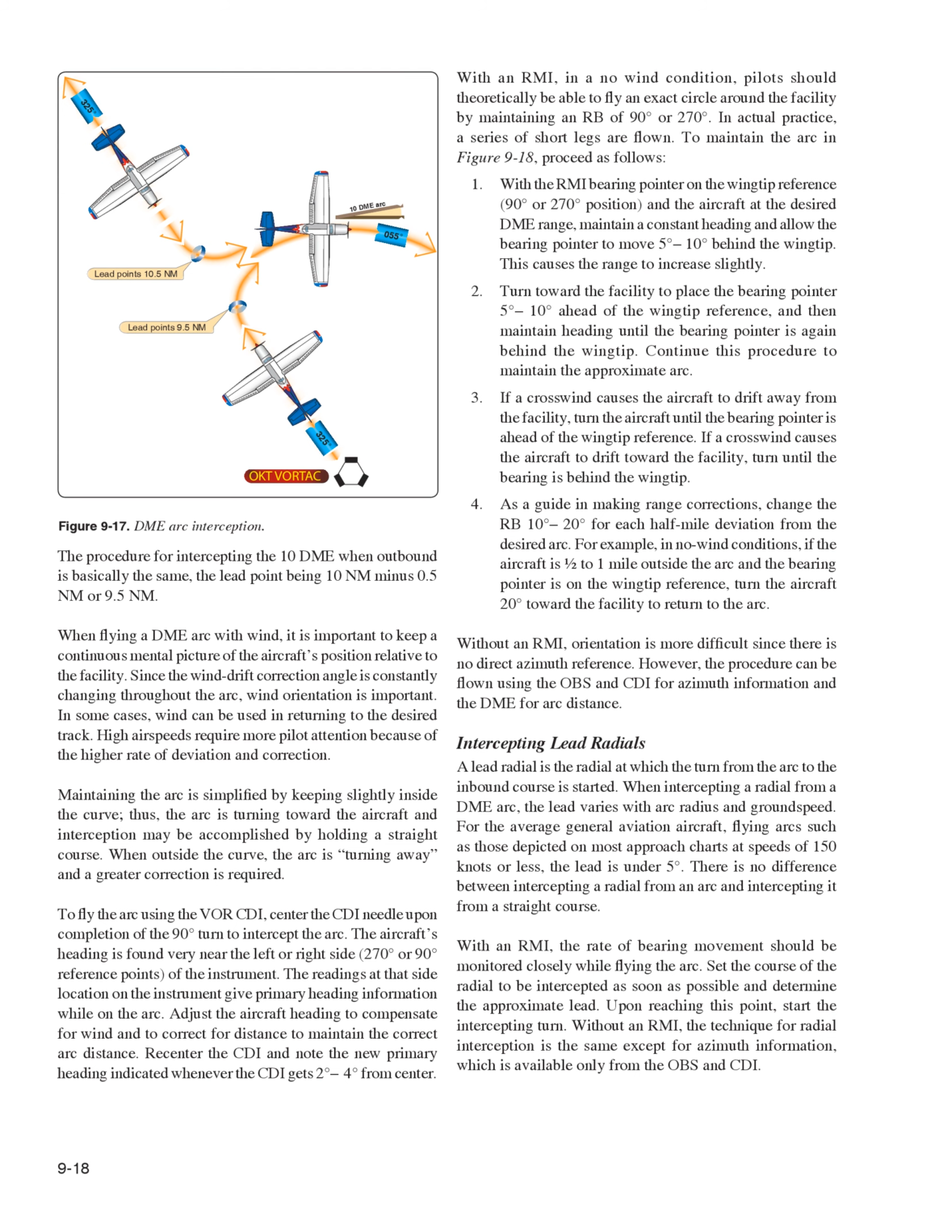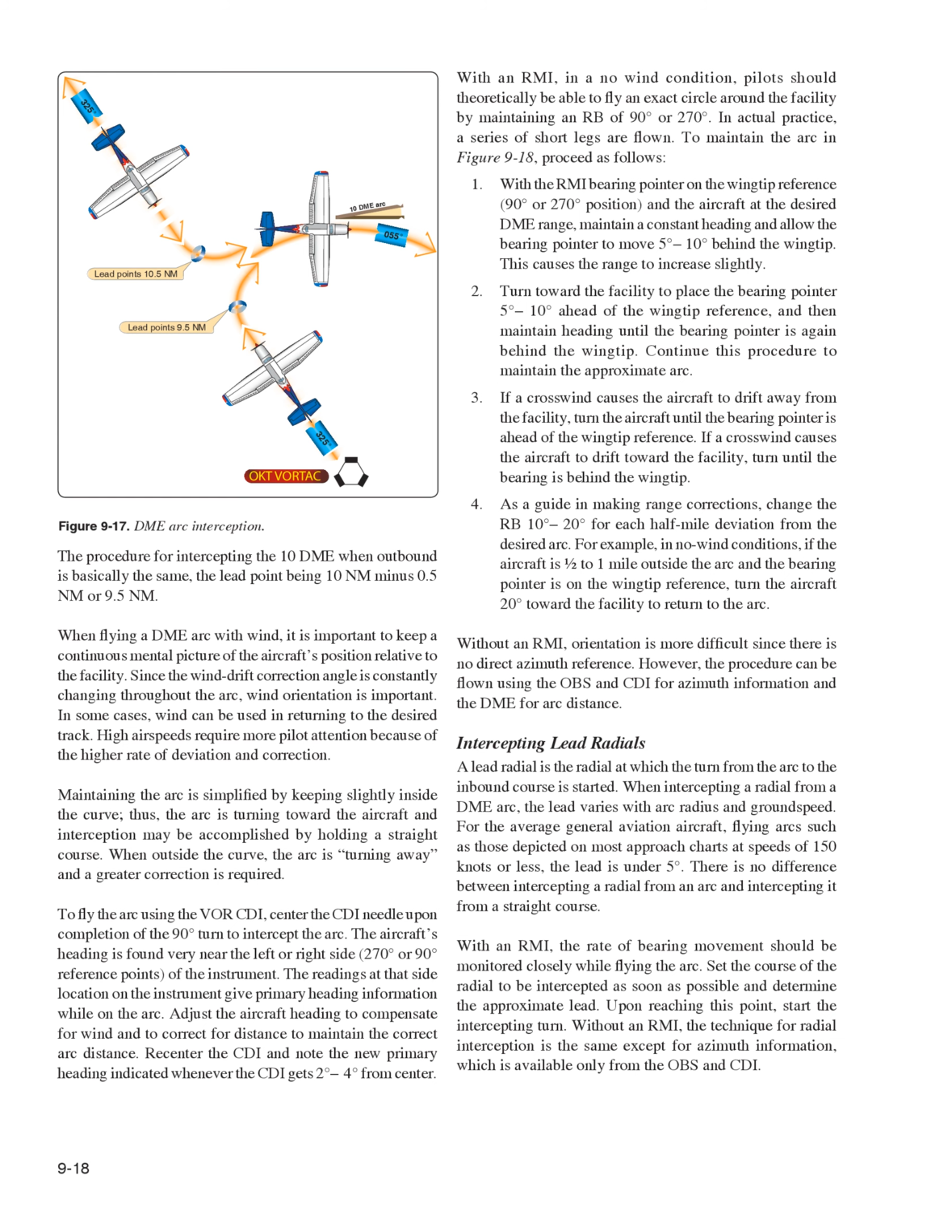4. As a guide in making range corrections, change the azimuth 10 degrees, 20 degrees for each half-mile deviation from the desired arc. For example, in no-wind conditions, if the aircraft is half to 1 mile outside the arc and the bearing pointer is on the wingtip reference, turn the aircraft 20 degrees toward the facility to return to the arc. Without an RMI, orientation is more difficult since there is no direct azimuth reference. However, the procedure can be flown using the OBS and CDI for azimuth information and the DME for arc distance.